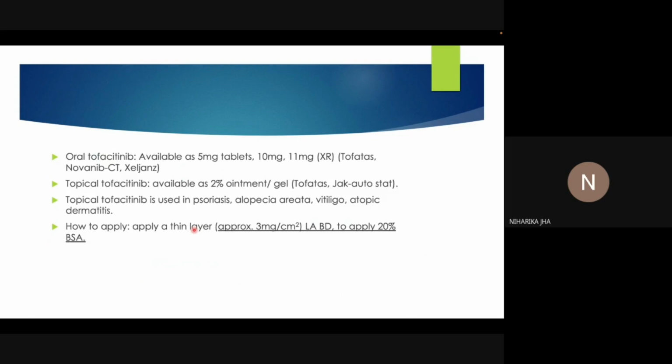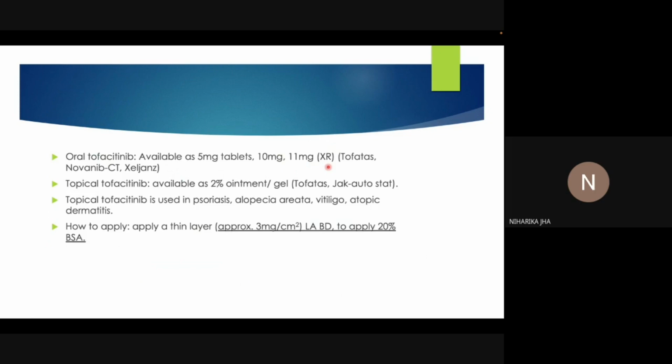Availability. Tofacitinib is available as oral as well as topical forms. In oral forms, it is available as tablets of 5 milligram, 10 milligram, and 11 milligram. The tablet of 11 milligram is known as the extended release tablet. Many companies are making it, and the brand names can be found as Tofatas, Novanib CT, or Tofasure. These are some of the brand names.